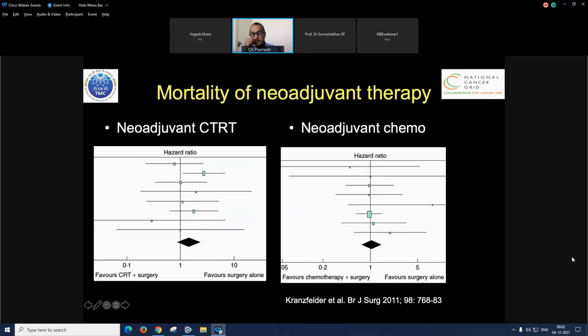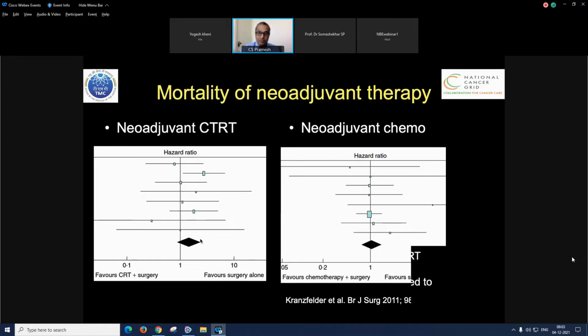Unfortunately, we don't have enough studies which compare neoadjuvant chemotherapy to chemoradiation. But when you looked at the mortality in the meta-analysis of neoadjuvant chemotherapy followed by surgery with chemoradiation followed by surgery, what you see is that with neoadjuvant chemotherapy, there is virtually no difference in perioperative mortality. Whereas with neoadjuvant chemoradiation, there is a hint towards an increased perioperative mortality as compared to surgery alone.